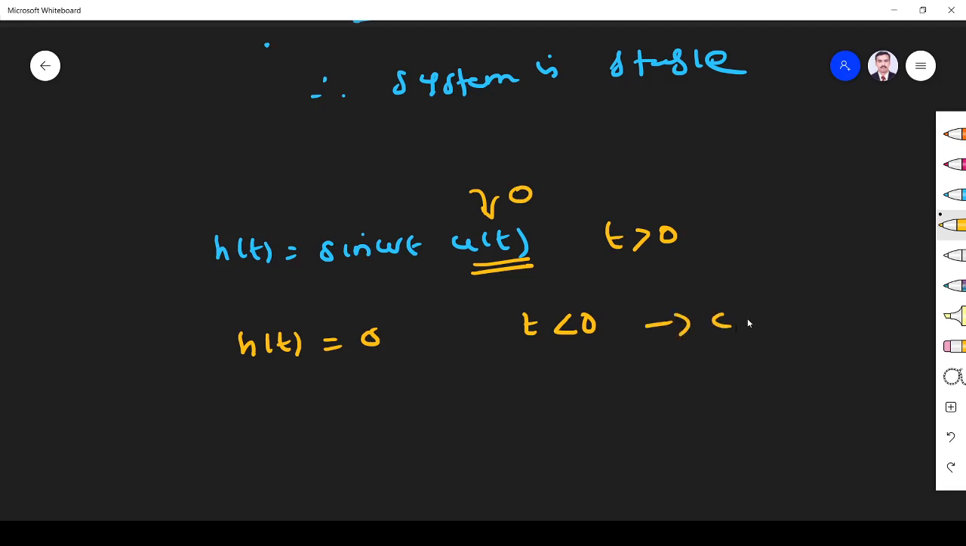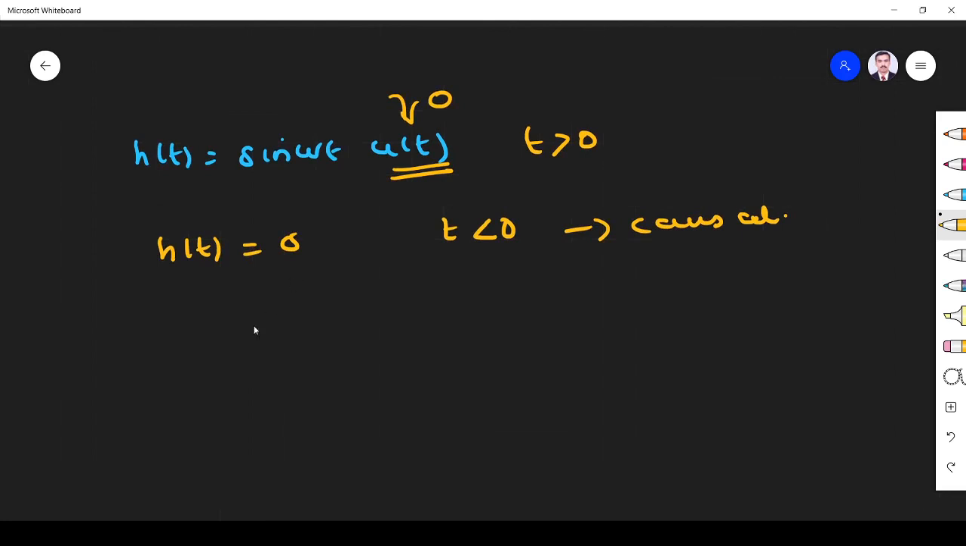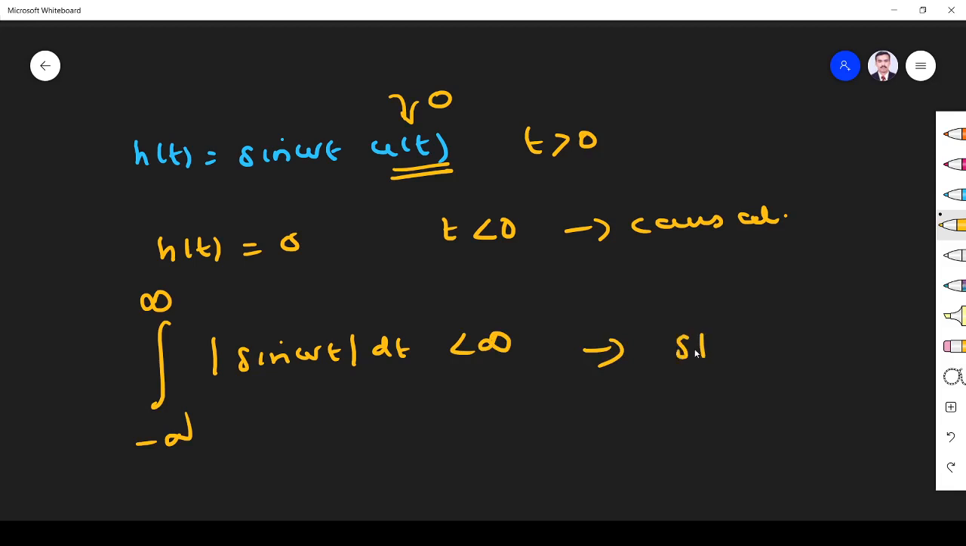So this means the system is causal. Whenever your expression is multiplied by u of t, you are damn sure the impulse response is causal, no need to check it. Then I have to check the integration for a stable system. For a stable system, the integral from minus infinity to plus infinity of mod h of t should be less than infinity. Sine is absolutely integrable, so this is a stable system.